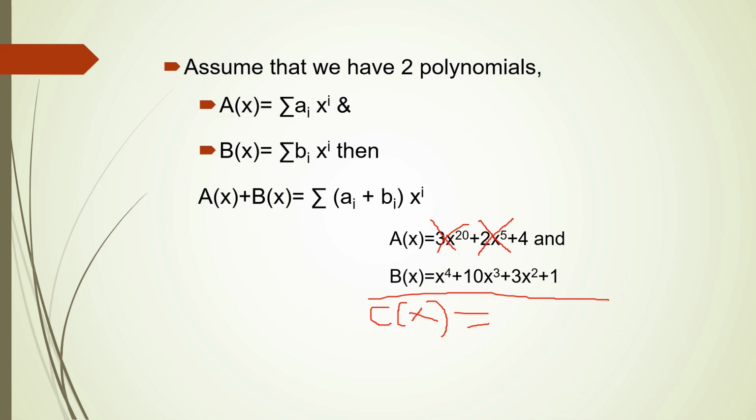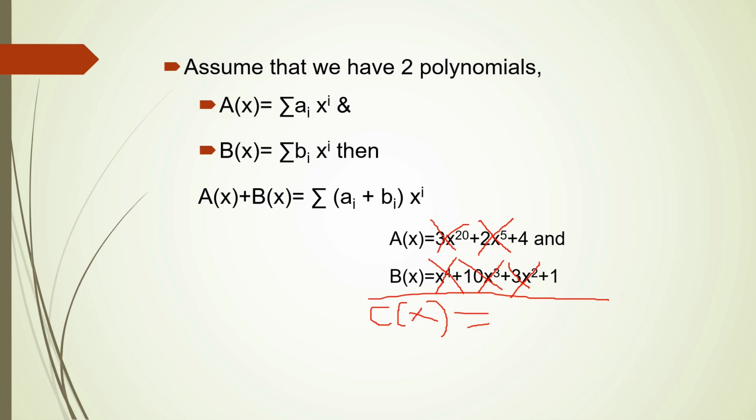So now 4 becomes the leading exponent. Then you remove this and you add x to the power of 4. Then again 10x to the power of 3 will be added. Then again 3x to the power of 2 will be added. So now you compare the exponent of this polynomial with the exponent of this polynomial. Now both the terms have exponent 0, the exponents are equal.